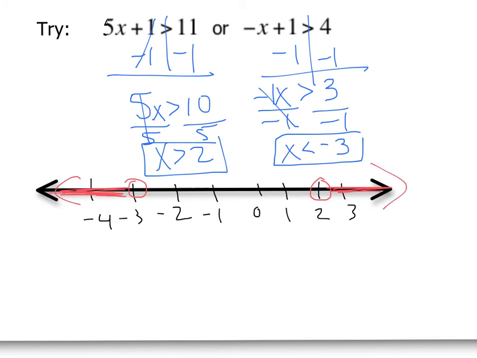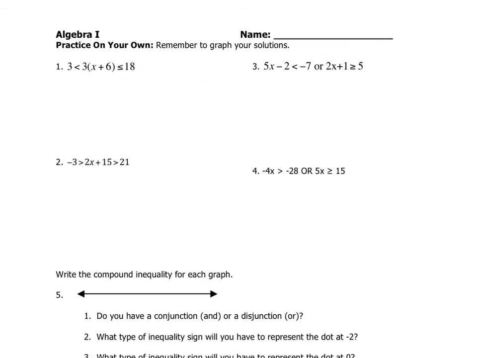Now, you can always check your answer by going greater than 2. Yep, right. Less than negative 3, left. Yep. Okay. Always check your answer just to make sure you're right. Okay. As we move on to the next page here, go ahead and do 1 and 3 on your own.